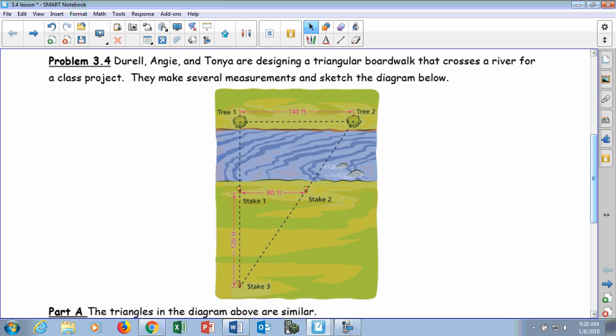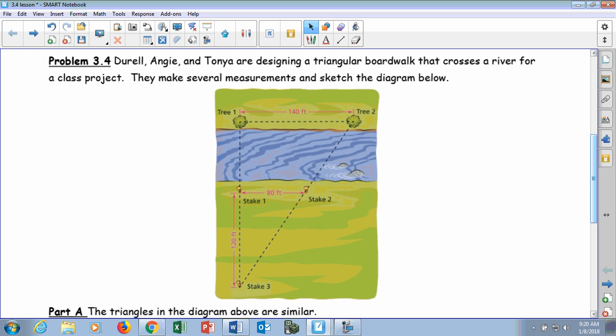So, it says, Darrell, Angie, and Tanya are designing a triangular boardwalk that crosses a river for a class project. They make several measurements and sketch the diagram below. So you can see the big picture right there.